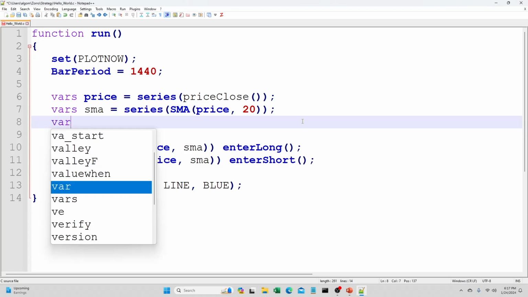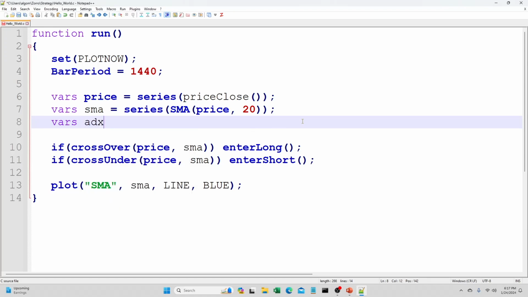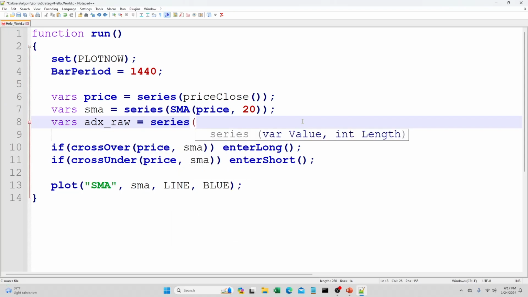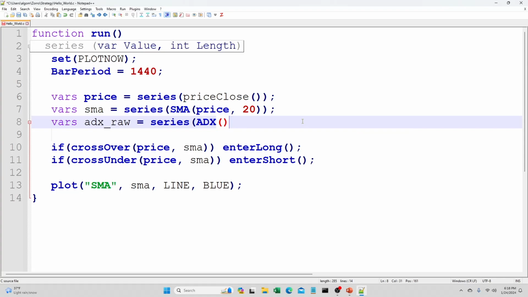And for that purpose, we will create another series here, and we're going to call it ADX raw. And we'll see in a moment why. And this is going to be a series, of course. And the internal Zorro function ADX, of course, Zorro already knows what ADX is, right? So we're going to use the internal Zorro function ADX. And this only needs a formation period, nothing else. Zorro already knows that it's the price that needs to go in there. So all it needs is a formation period, and that's 14.